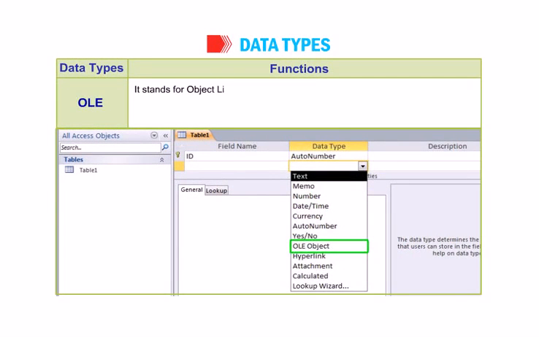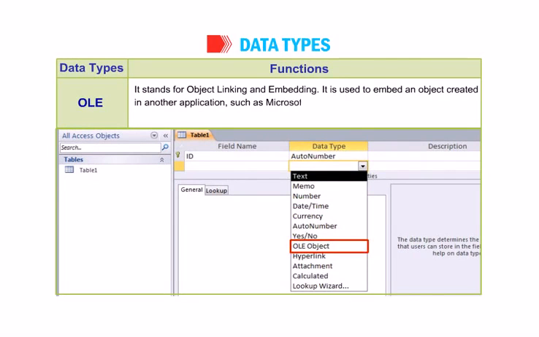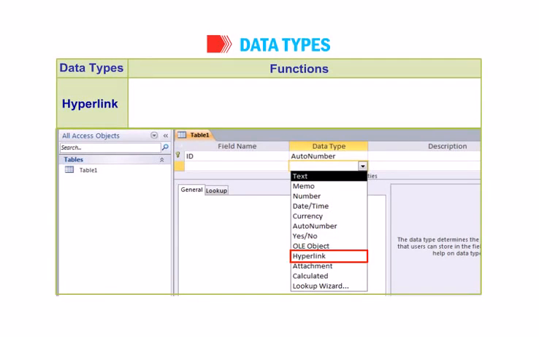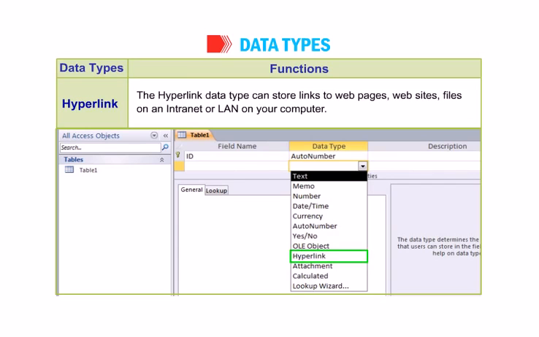OLE. It stands for Object Linking and Embedding. It is used to embed an object created in another application, such as a Microsoft Word document, Excel spreadsheet, or PowerPoint presentation into the Access table. It stores up to 2 GB of data. Hyperlink. The hyperlink data type can store links to web pages, websites, files on an intranet or LAN on your computer.